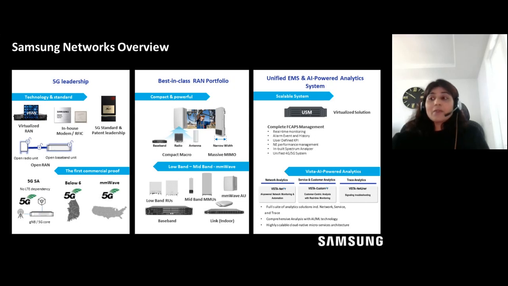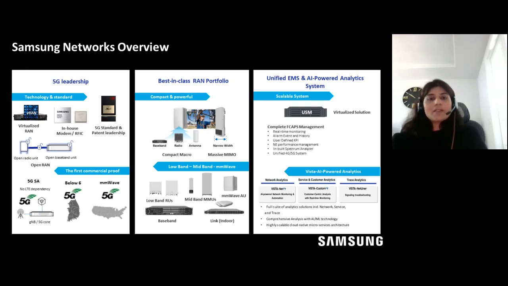We have a unified AI-powered EMS system, unified across our RAN and core networks, which is very simple to manage and uses advanced analytics with AI/ML to generate user-defined KPIs and also drives a lot of network efficiencies. When it comes to operational challenges in the network, it drives operational efficiencies.